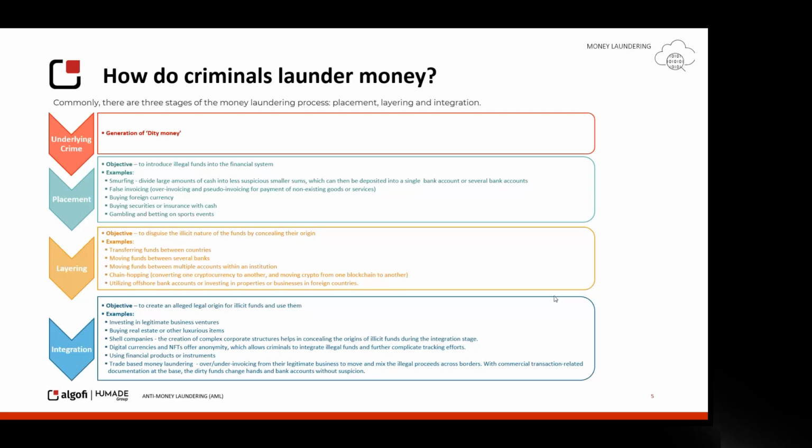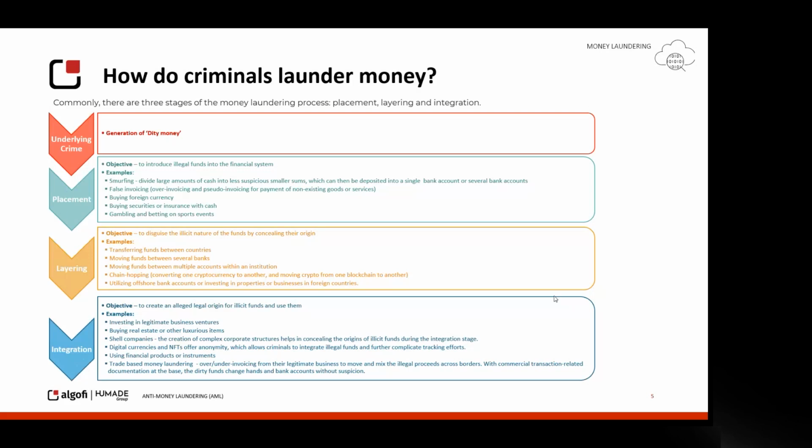And the last step of the money laundering process is integration. The objective is to create an alleged legal origin for illicit funds and use them. Examples: investing in legitimate business ventures. After the money was layered, moved around the world, around multiple banks and multiple accounts, we can then take that money and invest it into a legitimate business, or buy real estate or other luxurious items, shell companies.